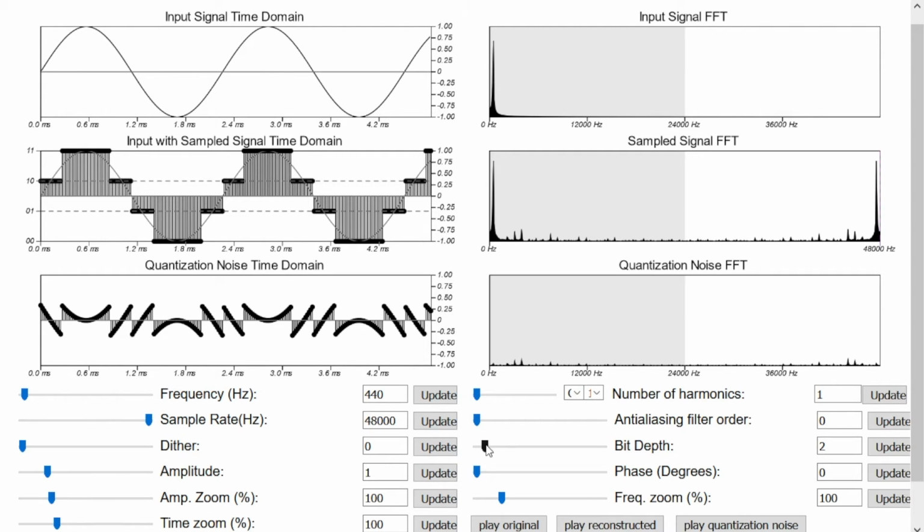So again, the more I reduce, so if only 4 levels now, you see that there is substantial distortion that can be heard actually. This is the original signal. And this is what happens with the distortion. Right, and this is not because of aliasing or sampling, it's because I'm not using enough levels, bit depth, to quantize my signal.